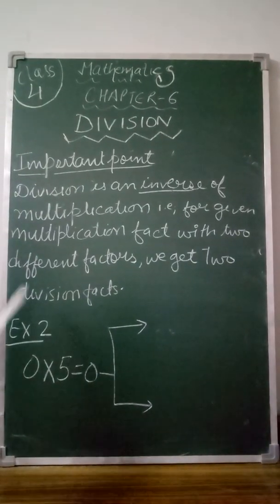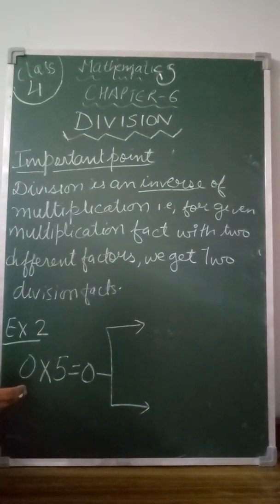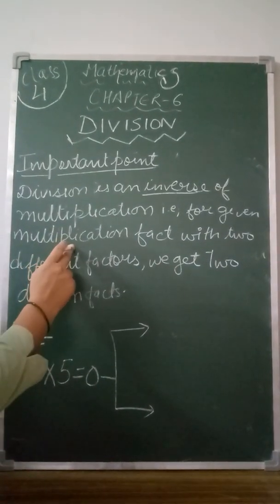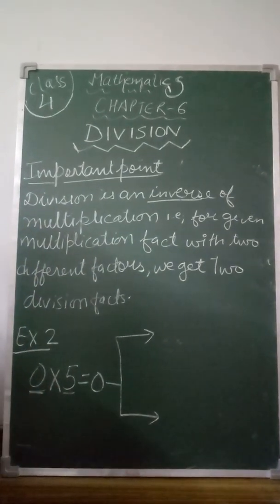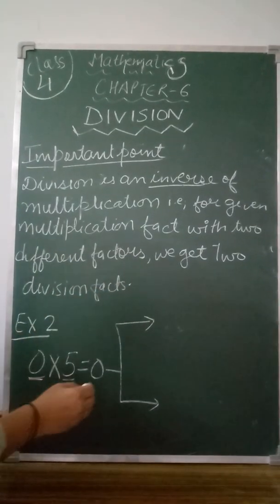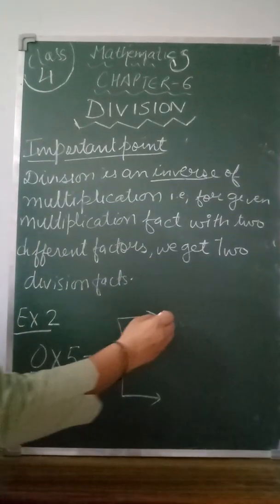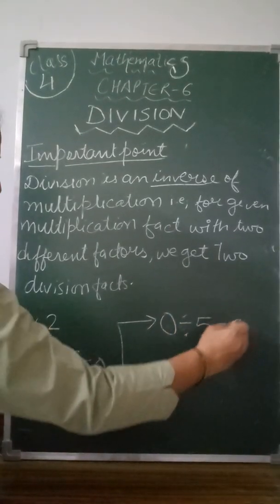Student, this is the second example of division is an inverse process, inverse of multiplication. This time, again the same thing, the multiplication fact with two different factors. Again I have two different factors, 0 and 5, right? We get two division facts. What are the facts now? This is the product, so it becomes the dividend here. 0 divided by 5 equals 0.